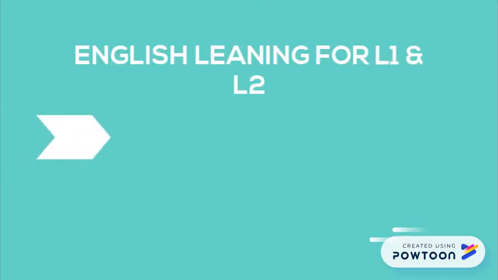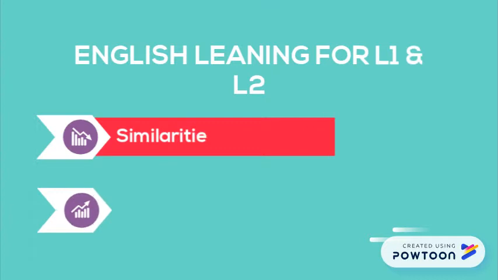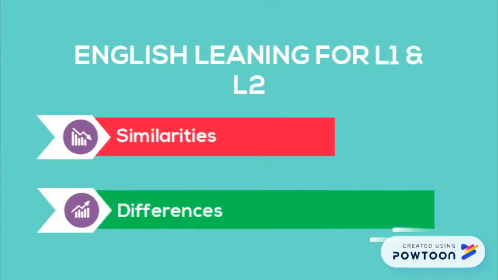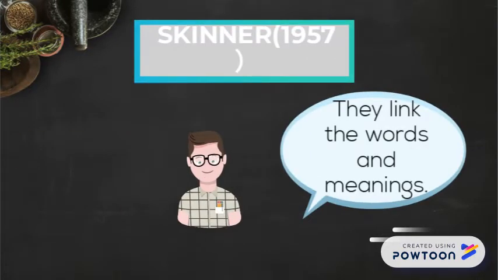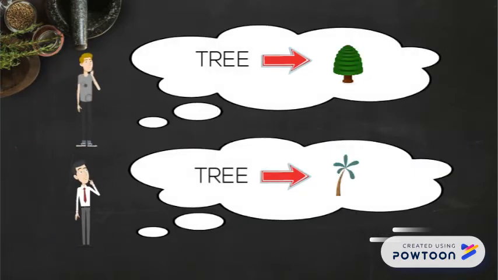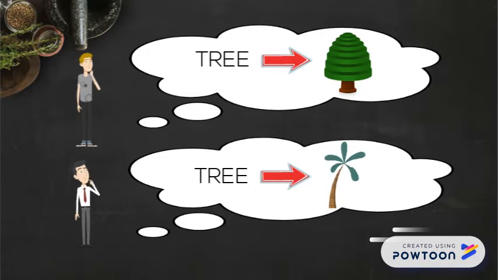And when talking about the similarities and differences between first language and second language acquisition, according to Skinner's, both the first language learners and the second language learners learned English based on behavior reinforcement by associating words with meanings. They would all link the word to the meanings. Well, the difference is the second language learner would associate the word to the words of their first language, and the first language learners would not.